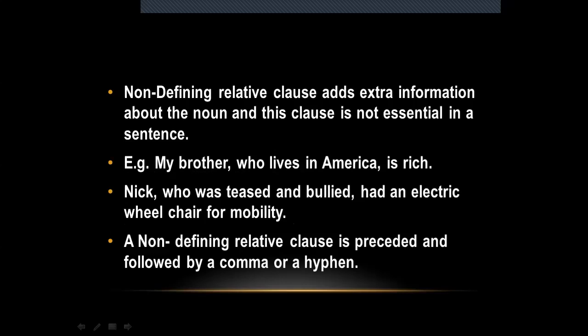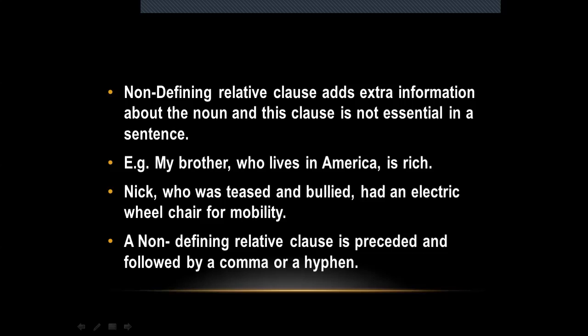Now look at this example. My brother who lives in America is rich. This relative clause, who lives in America, is not essential because it adds extra information about the noun my brother. It is merely giving extra information. If you want to delete this clause, you can delete it. Still it is meaningful: my brother is rich.